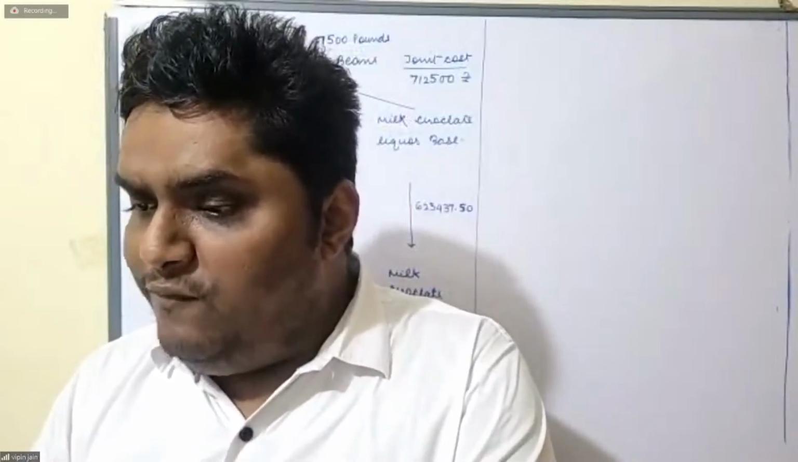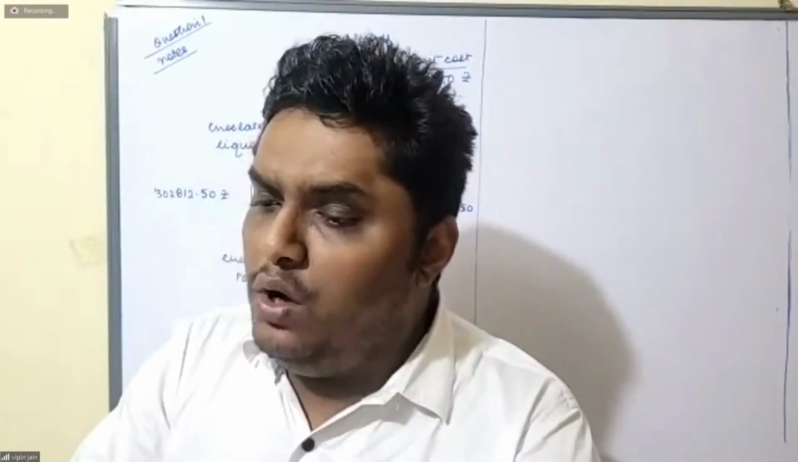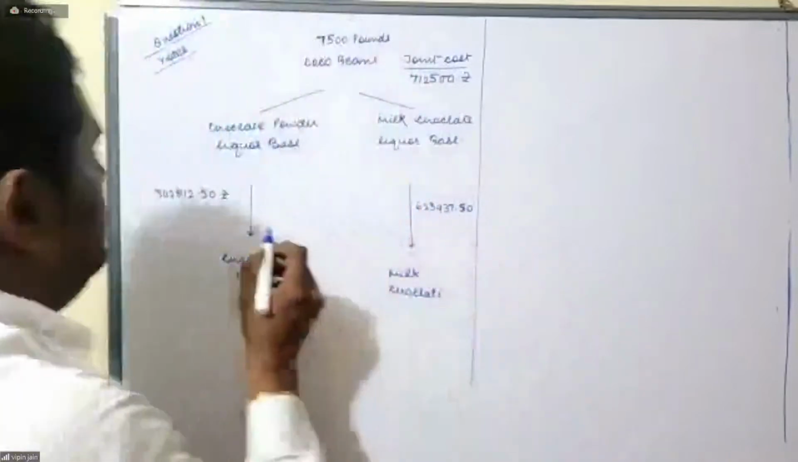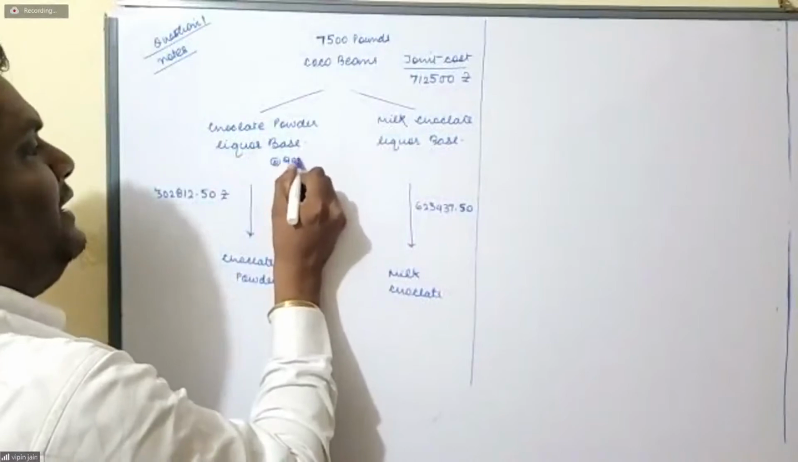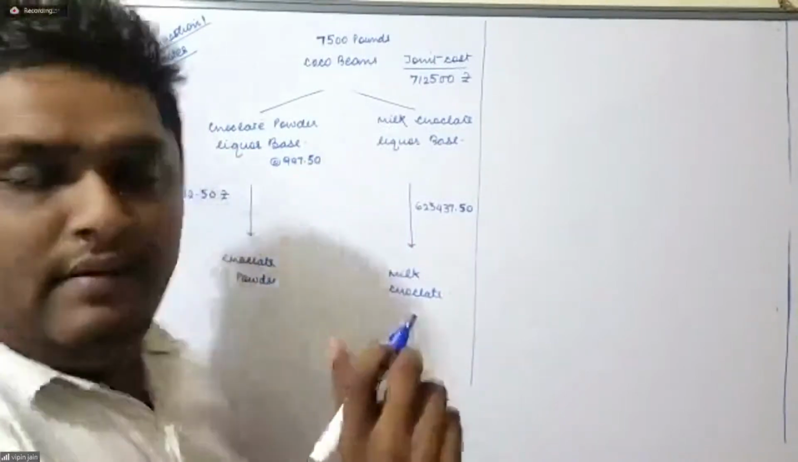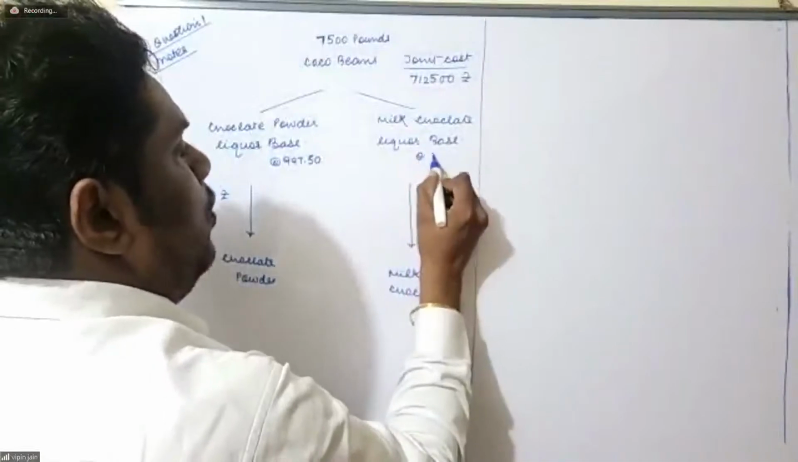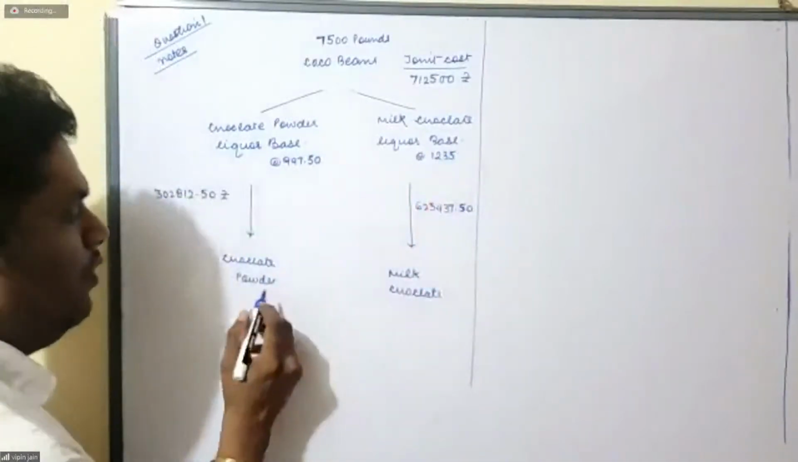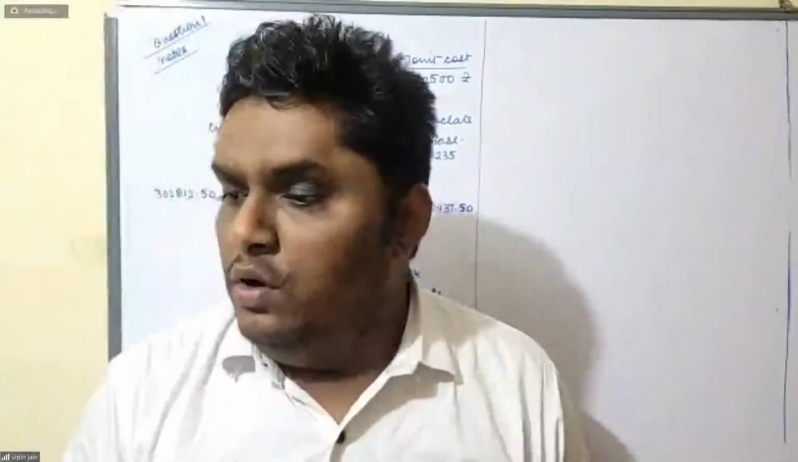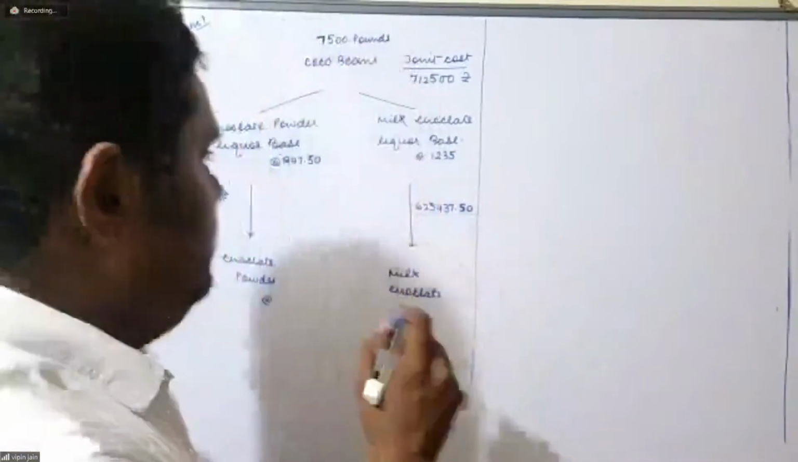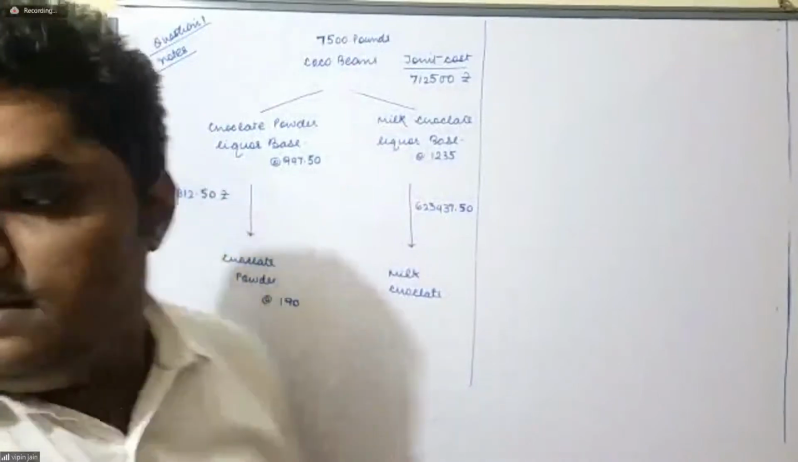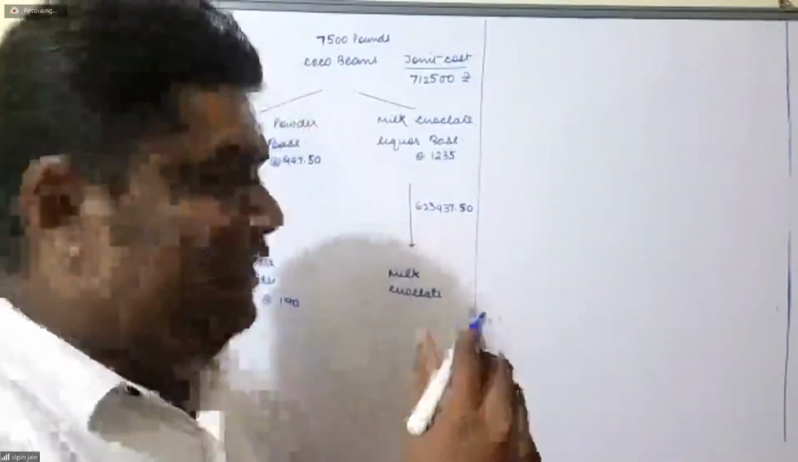Further, it is given that Pokemon can fully process both of its intermediate products into chocolate powder or milk chocolate. There is an active market for the intermediate products also, wherein the chocolate powder liquor base can be sold at the rate of ₹997.50 per gallon. And the milk chocolate liquor base can be sold at the rate of ₹1,235 per gallon. Further, the selling prices of chocolate powder and milk chocolate are also given, that is 190 and 237.5.